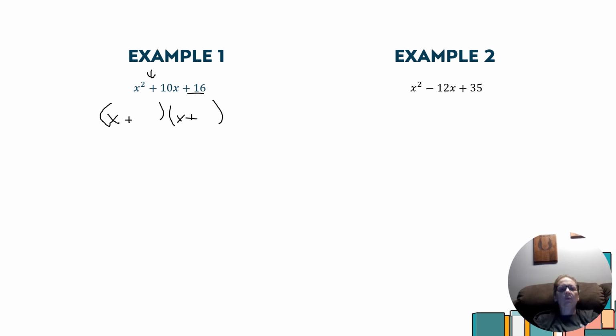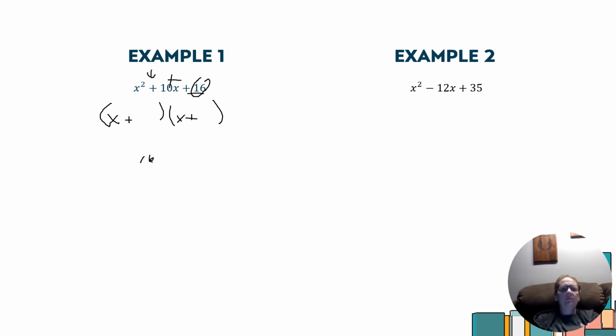So now I'm looking for two numbers that multiply to 16 and add to 10. That's how you have to work on this. So you start thinking of things, factors of 16. 16 and 1 don't add to 10. You can write them down if you want.